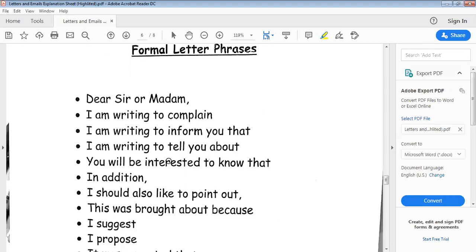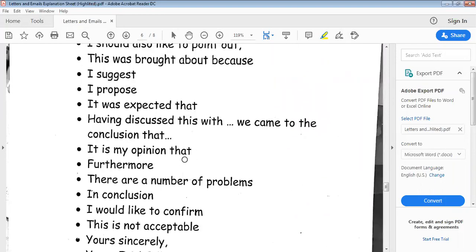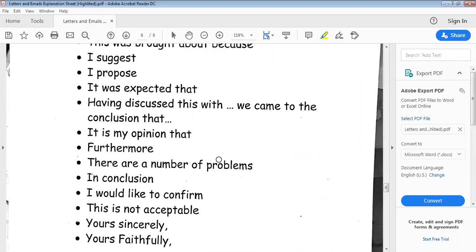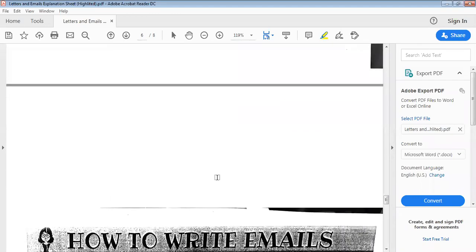Here in this page, we have different examples of phrases that you can use in a formal letter, okay? Like dear sir or madam, I'm writing to complain, I'm writing to inform you. As we said, we get straight to the point. We talk about what we want immediately, okay? This is very easy. There aren't any difficult words in it, okay?